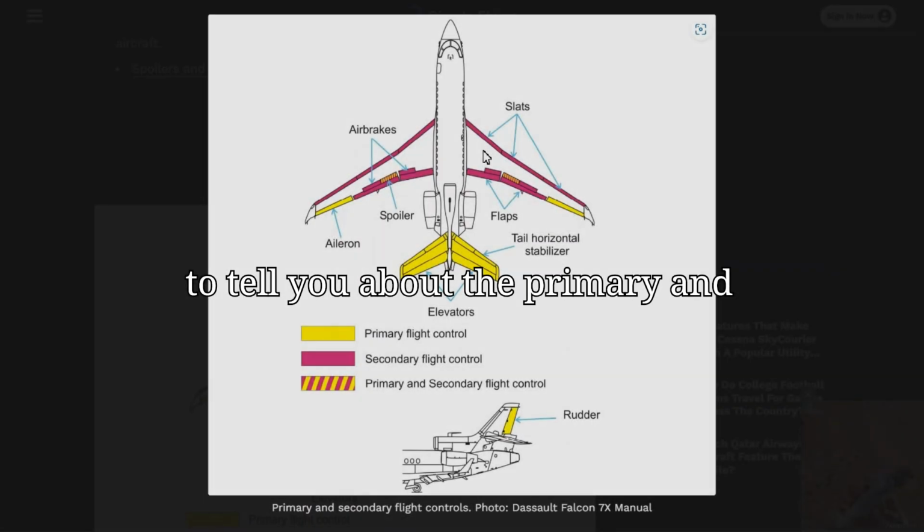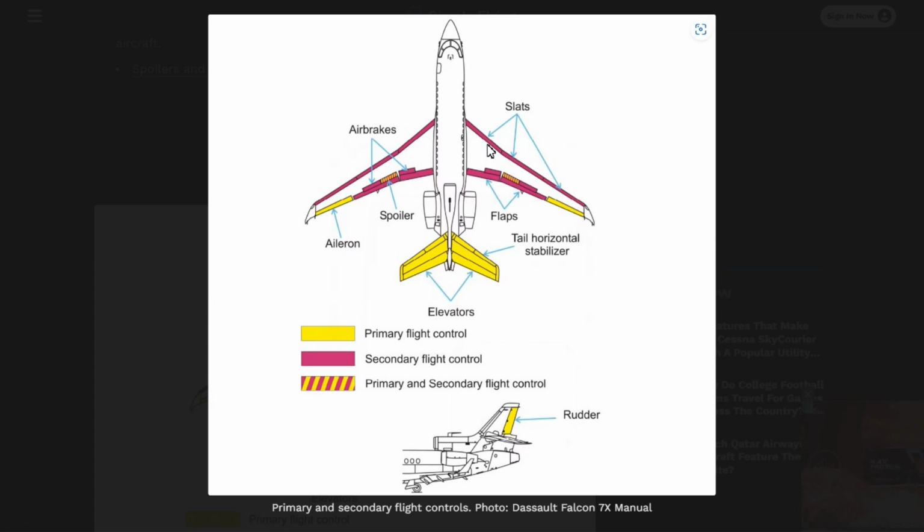Hey everyone, so in this video I'm going to tell you about the primary and secondary control of an aircraft. It is a very common term used in an aircraft, so I will brief you about all the stuff, how they are and what they actually are. It is just a beginner thing that everyone should know about these controls. There are two types of controls in an aircraft. First is primary control and the second one is secondary control.